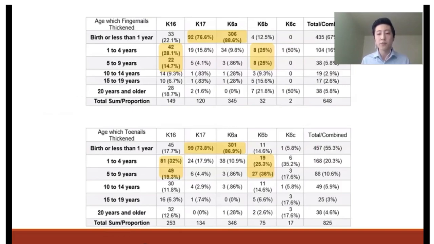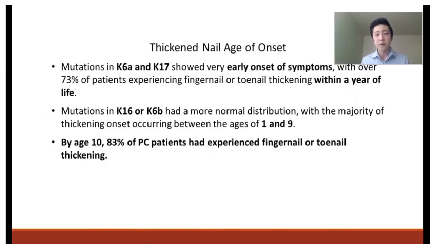The following slide will refer to this figure, and you may come back to it if needed. We found that PC subtype also differed in the symptom age of onset. For gene defects in K6A and K17, over 73% of patients experience fingernail or toenail thickening within their first year of life. In contrast, PC from mutations in K16 or K6B had a more normal distribution, with the majority of thickening onset occurring between the ages of 1 and 9. Overall, however, by age 10, 83% of all patients had experienced nail thickening of some kind.